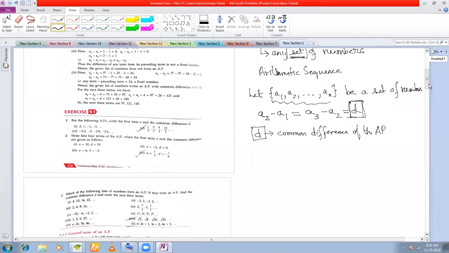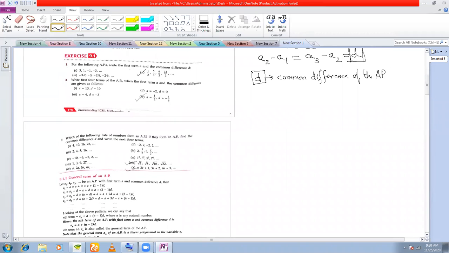Okay, let us see an example here. The set of numbers given here is 1/3, 5/3, 9/3, 13/3. This is just a set of numbers to me. Now the problem is whether this is an AP or not. So this is a1, this is a2, this is a3.